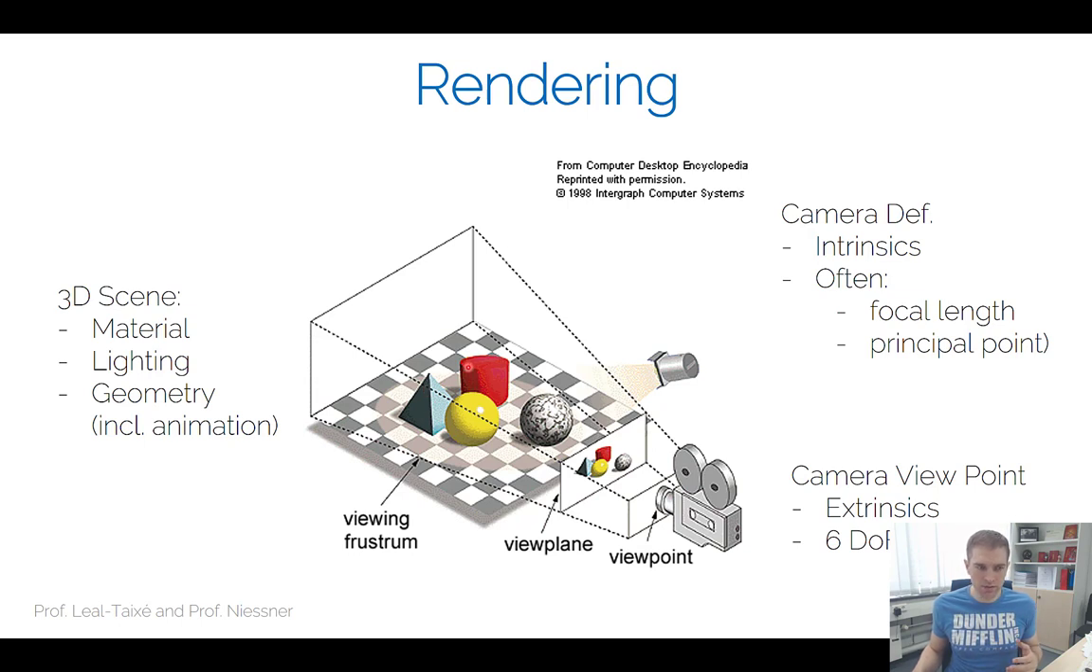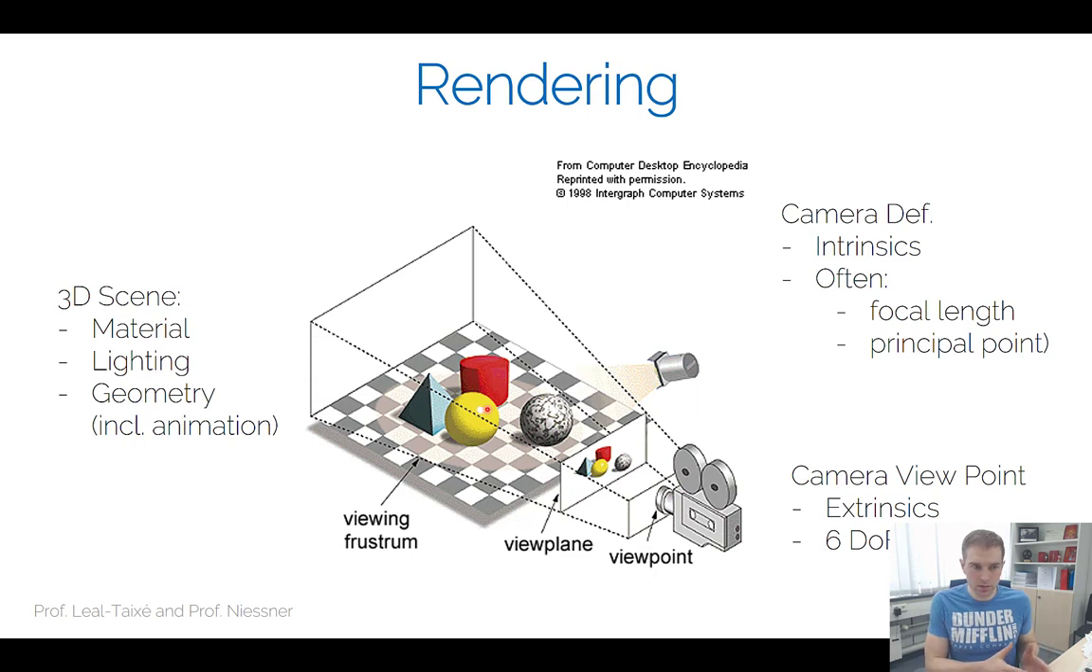Each of these shapes has different materials that define their appearance. You have light, you have the geometry, of course. Typically, it's a triangle mesh. Often you have animations when you have people in it and so on. And all these kinds of things make up your 3D scene representation, basically, right? So it defines what's in the scene.